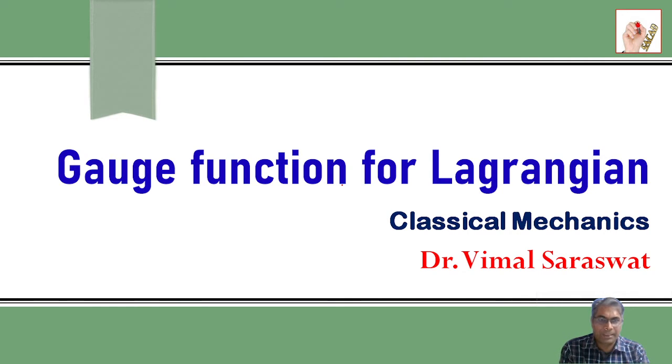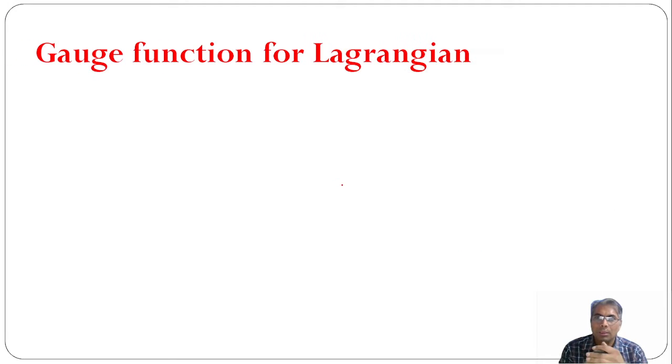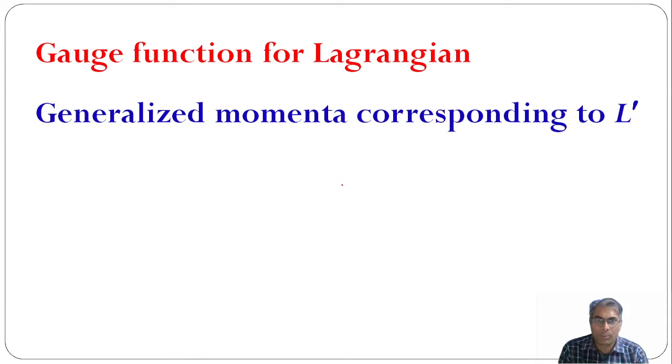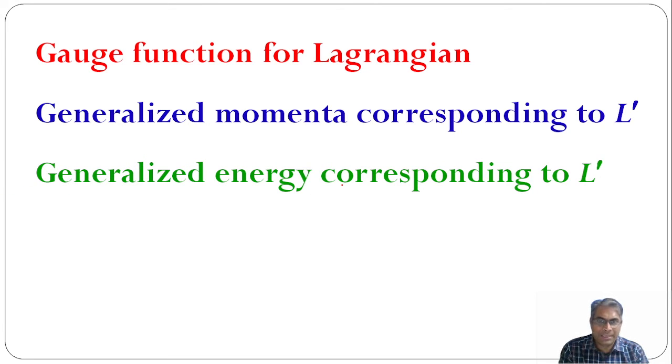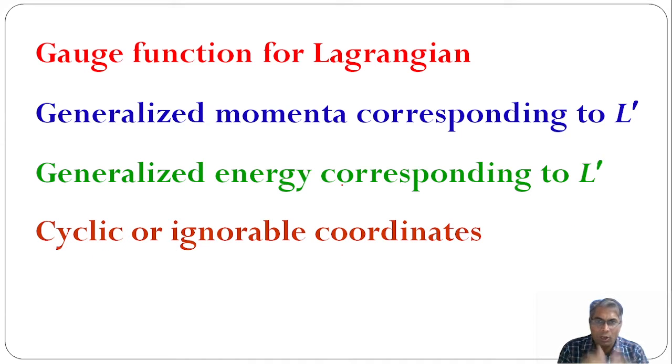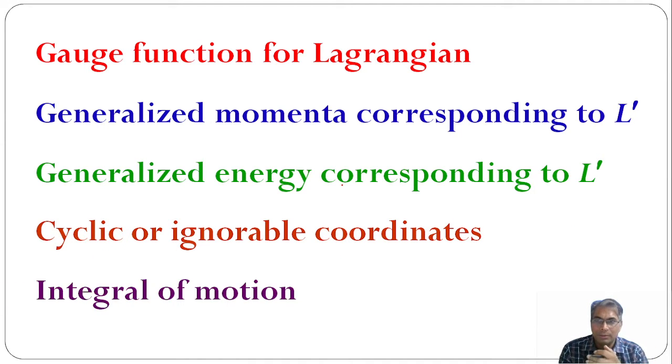In the current lecture of classical mechanics, we will discuss the gauge function for the Lagrangian, generalized momenta corresponding to L dash, generalized energy corresponding to L dash, cyclic or ignorable coordinates, and also the integral of motion. So these 5 topics we will discuss in our current lecture.